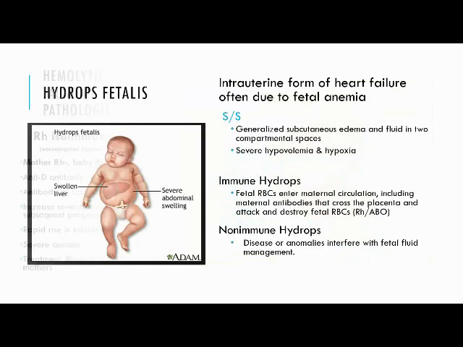And what can happen if we don't treat this and mom's antibodies are really attacking the baby is we have what's called a hydropic fetus or hydrops fetalis, an intrauterine form of heart failure often due to fetal anemia. There's two different types. It can be a complication of that Rh isoimmunization that we talked about on the last slide, but it doesn't have to be. Immune hydrops is when fetal red blood cells enter maternal circulation and maternal antibodies then cross the placenta and attack and destroy fetal red blood cells.